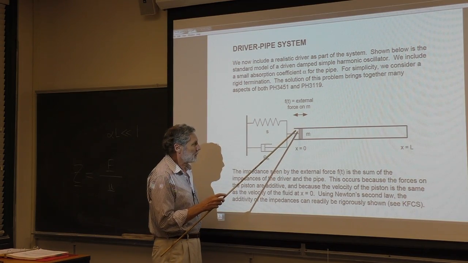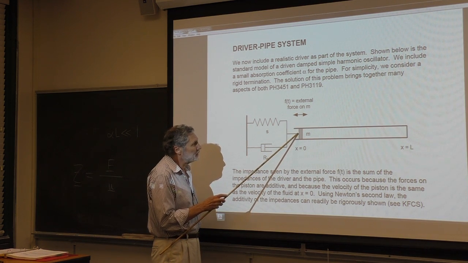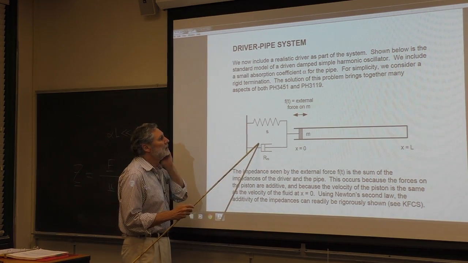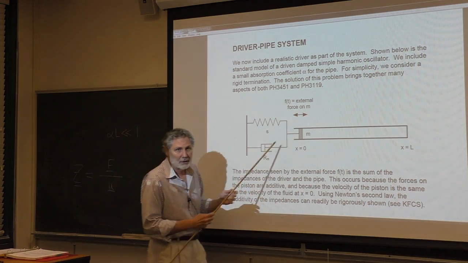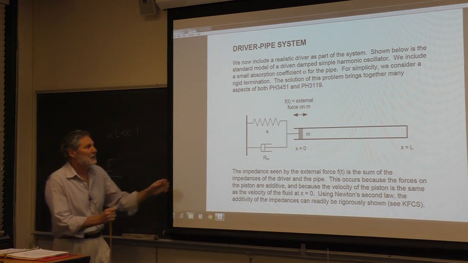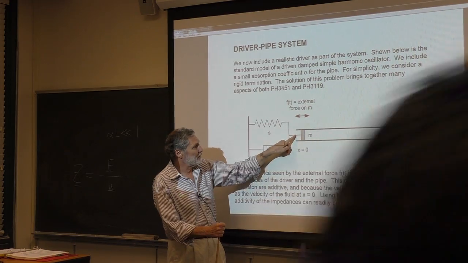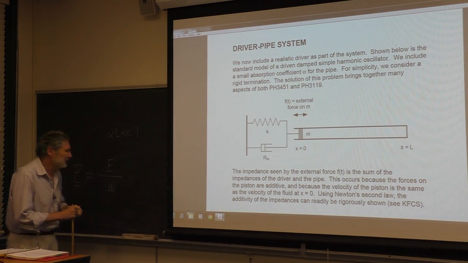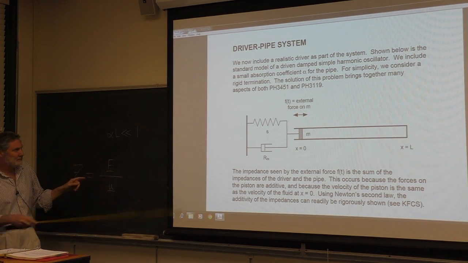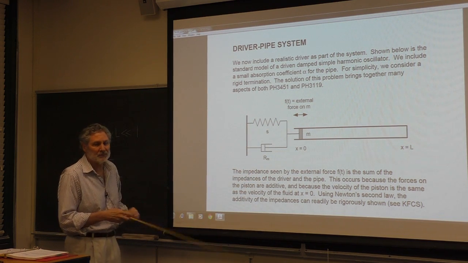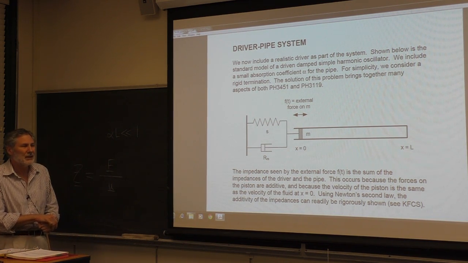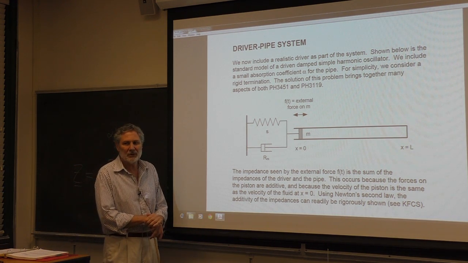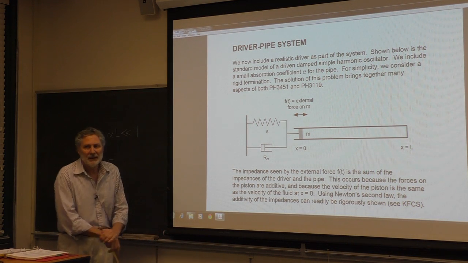And the total force: there's a force exerted by the driver, and then there's a force due to the fluid, and those two forces add. There's a velocity of this point, and also a velocity of the fluid, but they have to be the same. So that's a short version of why the impedance here is the sum of these two impedances, because the forces add and the velocities are the same. Now, I realized when I was thinking about this last night that that doesn't really prove it. You have to look a little bit deeper. But I think it's a true statement.